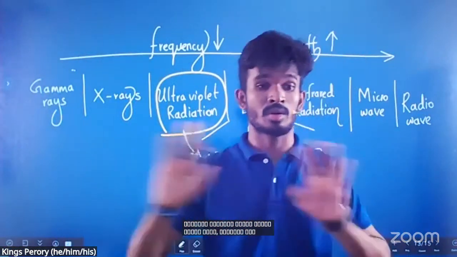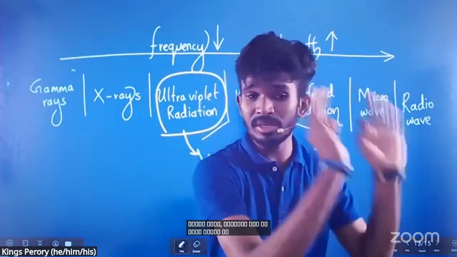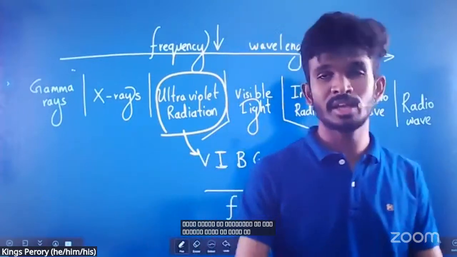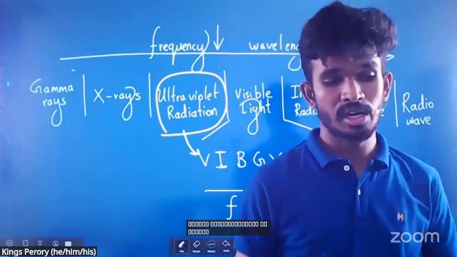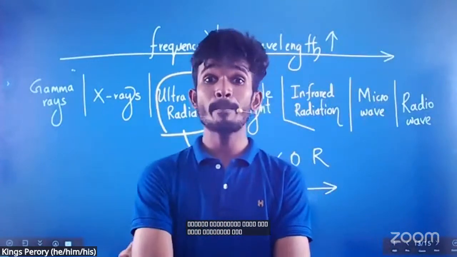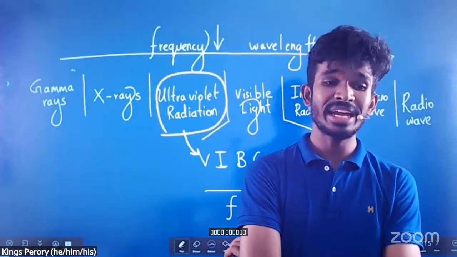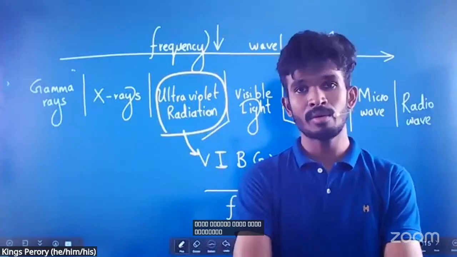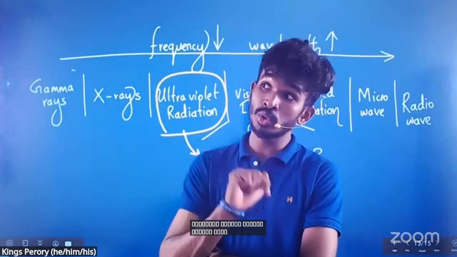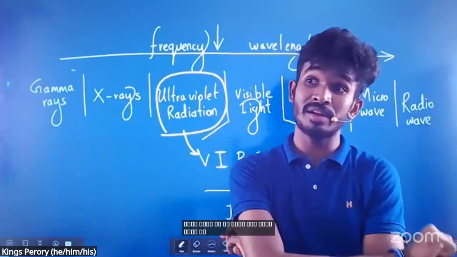Can the human eye see it? No. We can only see visible light. No other electromagnetic waves can we see. Ultraviolet radiation is not visible to our naked eye. But some bees can detect ultraviolet radiation. Now don't ask me, sir, how do you know that bees can detect ultraviolet radiation?